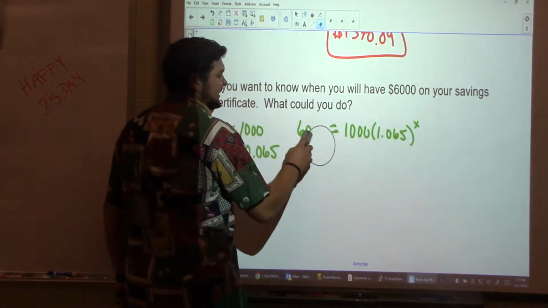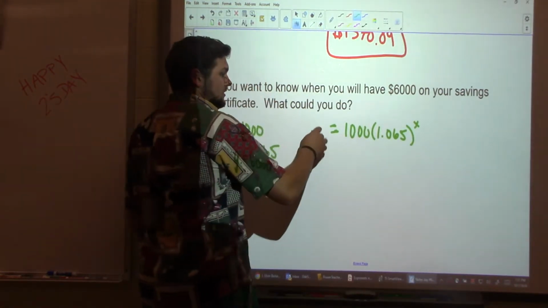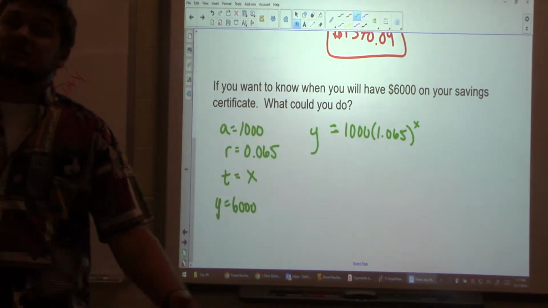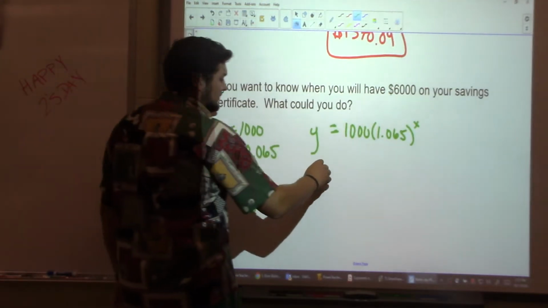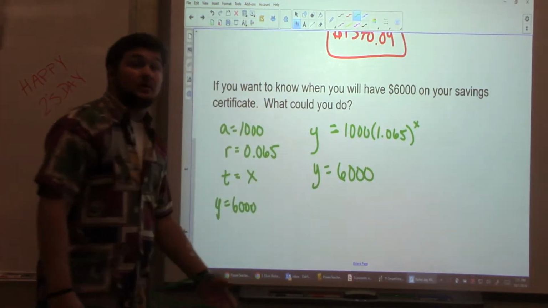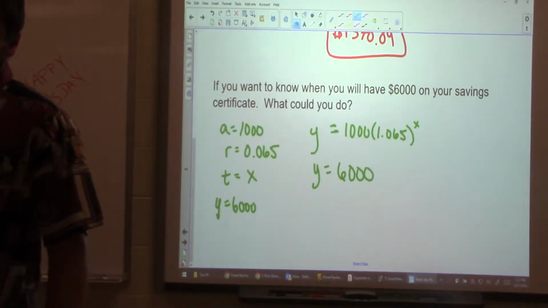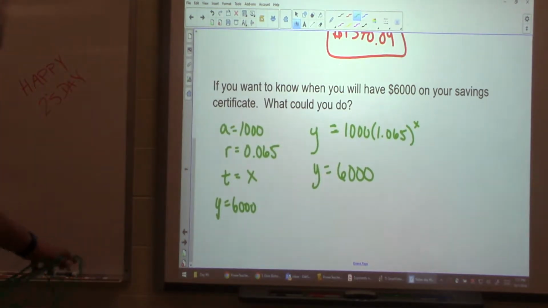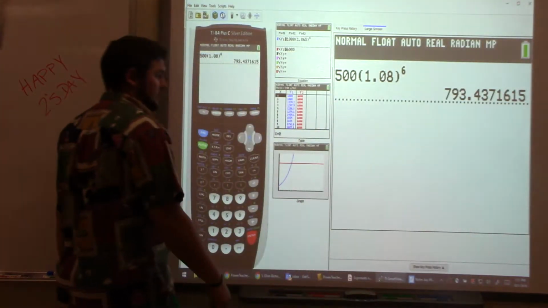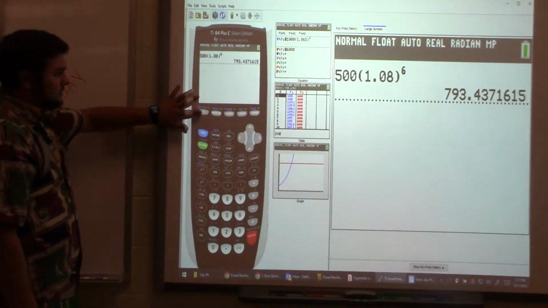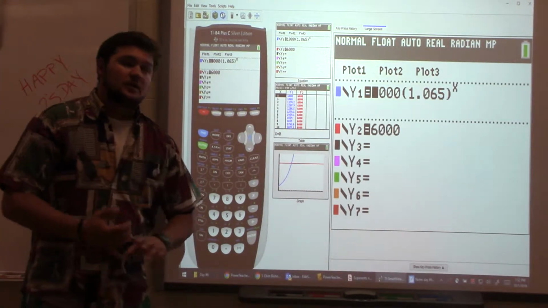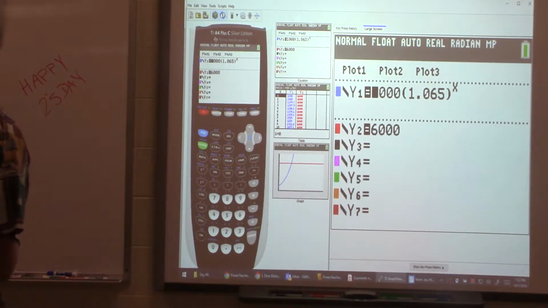What's going to happen is we're going to have y equals 1,000 times 1.065 to the x, and we're also going to have y equals 6,000, because that's what we want it to equal. Now we're going to go right into our calculator, to the y equals button, top left, and we're going to plug those two formulas in. 1,000 times 1.065 to the x.